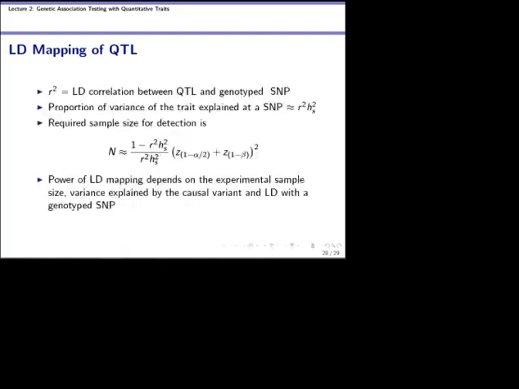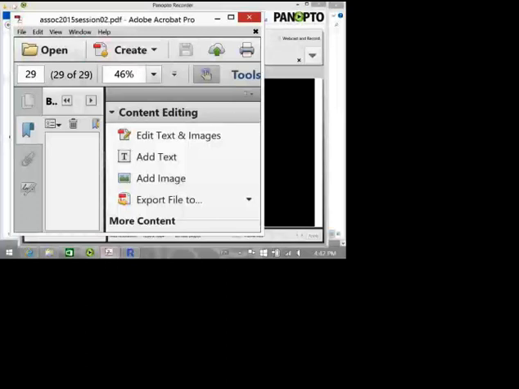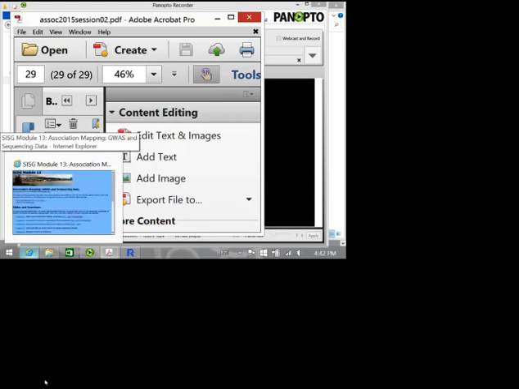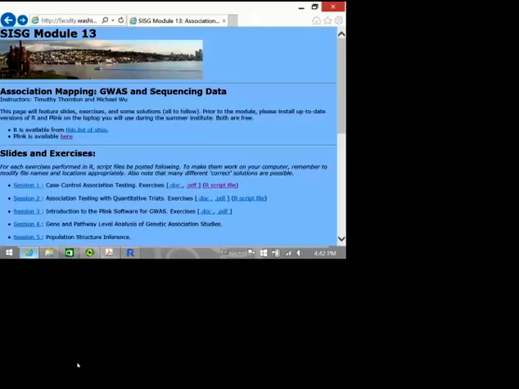Okay. So with that, we'll stop. We have about 15 minutes, so let's try to do some of the exercises. I don't know if I have time to finish today. Session 2, association test with quantitative traits. Once again, there's an R script available to start you off with. So I'll give you 3 minutes, about 10 minutes, about 5 minutes.